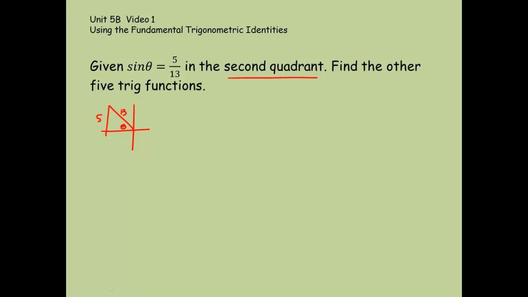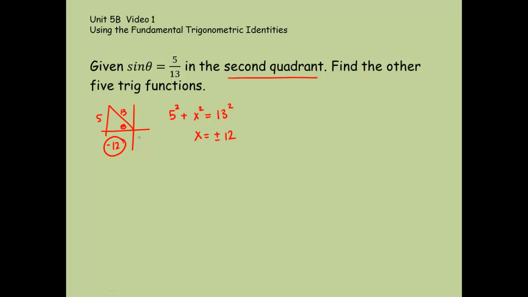To find the missing side here, which is my horizontal value, my x value, I will go ahead and use the Pythagorean theorem. So I have 5 squared plus x squared will equal 13 squared. When I solve this, I come up with x being positive or negative 12. Well, since I'm moving to the left, I know I'm going to be using negative 12 as my value.